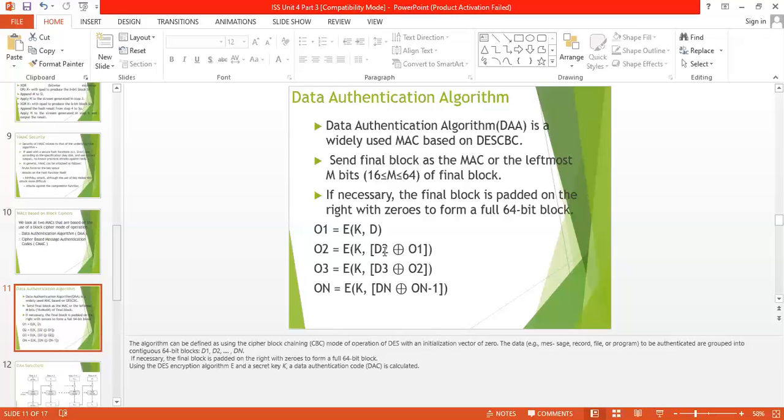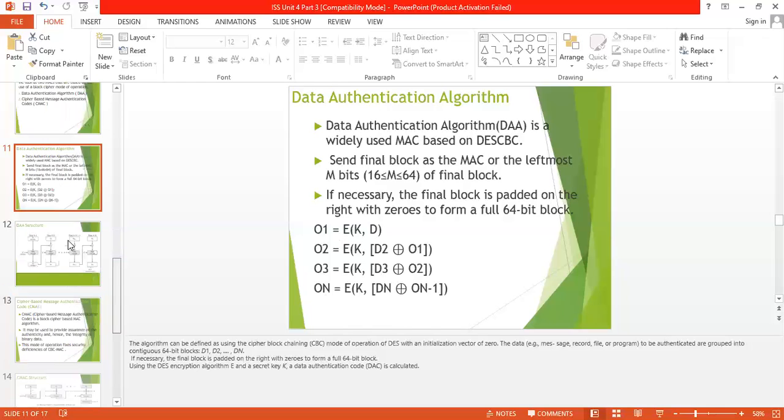This is applied to the next block, and the last is O of n, which equals E(K, D of n XOR O of n-1), meaning the last data block D of n is joined with the output of the previous stage.